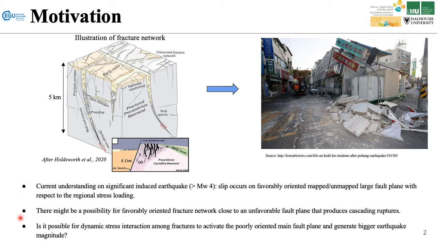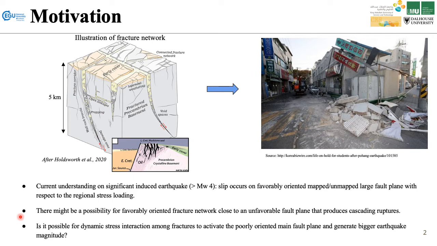Now, what if a slip on the fault cannot be activated by the fluid injection due to a poorly oriented fault plane with respect to the regional stress loading? Because there is a possibility for a favorably oriented fracture network close to an unfavorable fault plane that produces cascading rupture.